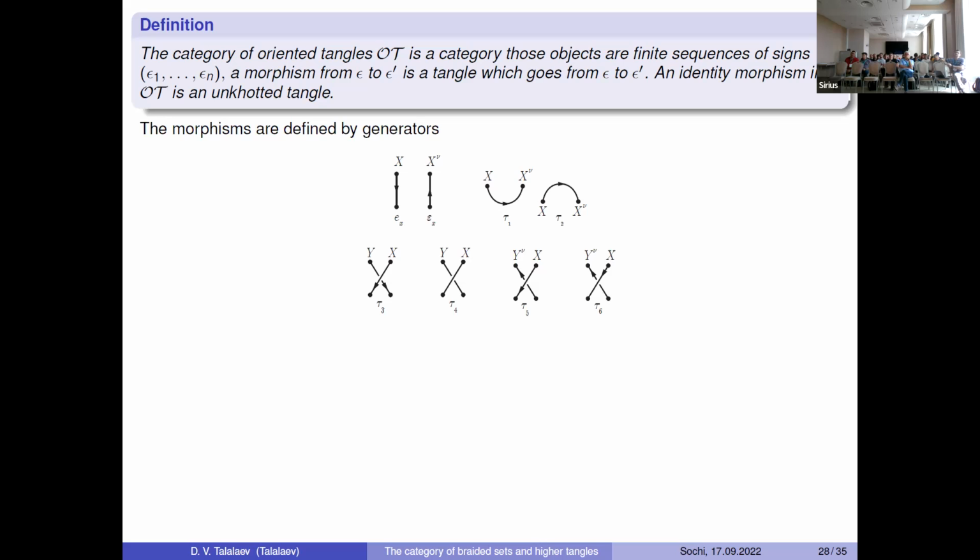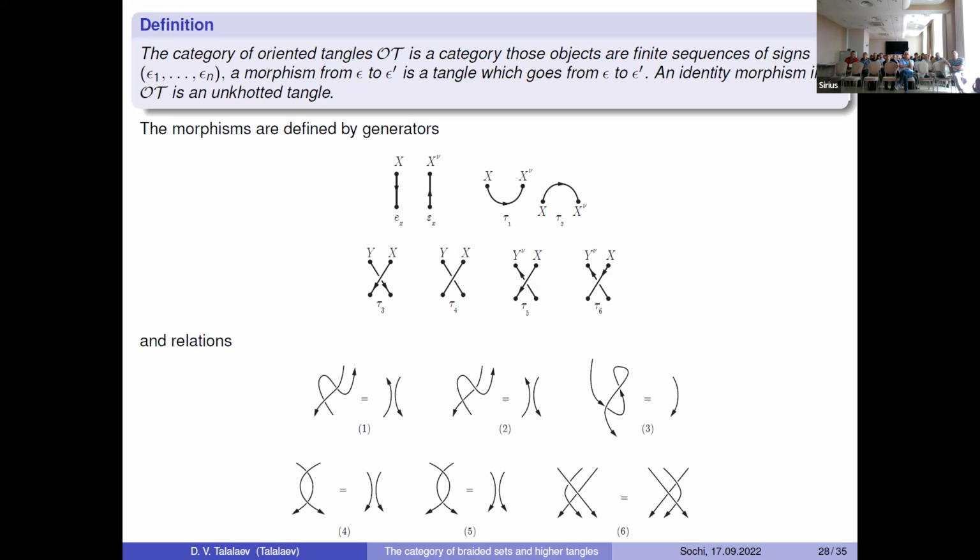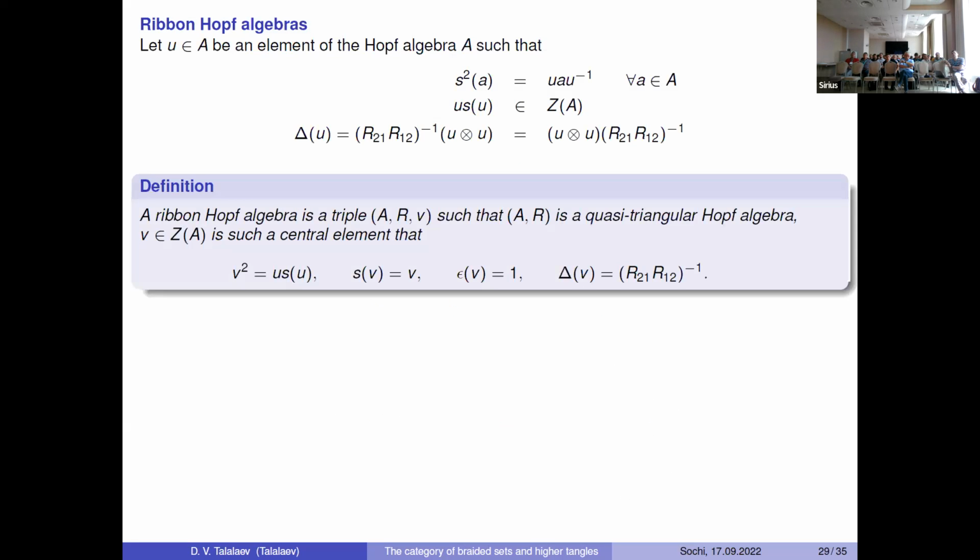The morphisms in this category are generated by such compositions of lines. And here is the list of relations on morphisms in this category. There is a notion of a Ribbon-Hopf algebra, which is a Hopf algebra with additional elements. So there is an R matrix, so it's a quasi-triangular Hopf algebra with additional element U subject to such conditions. Element U and element V are given in the definition of the Ribbon-Hopf algebra.